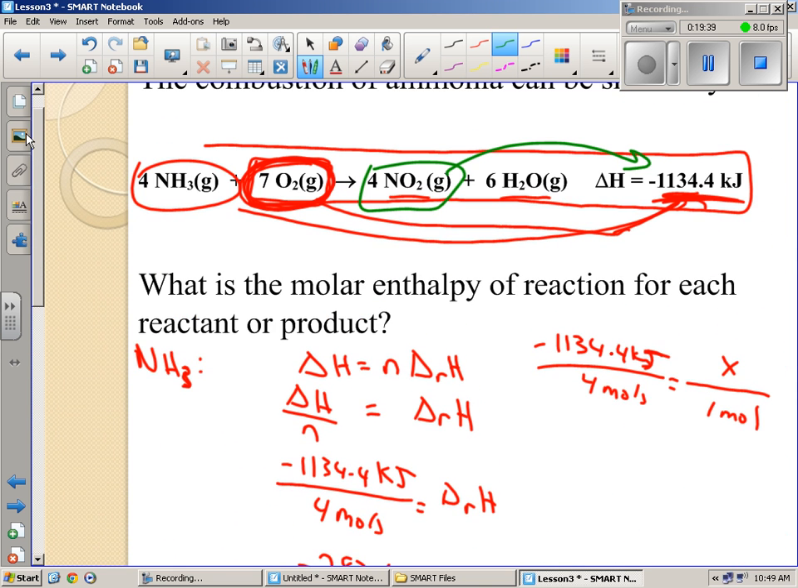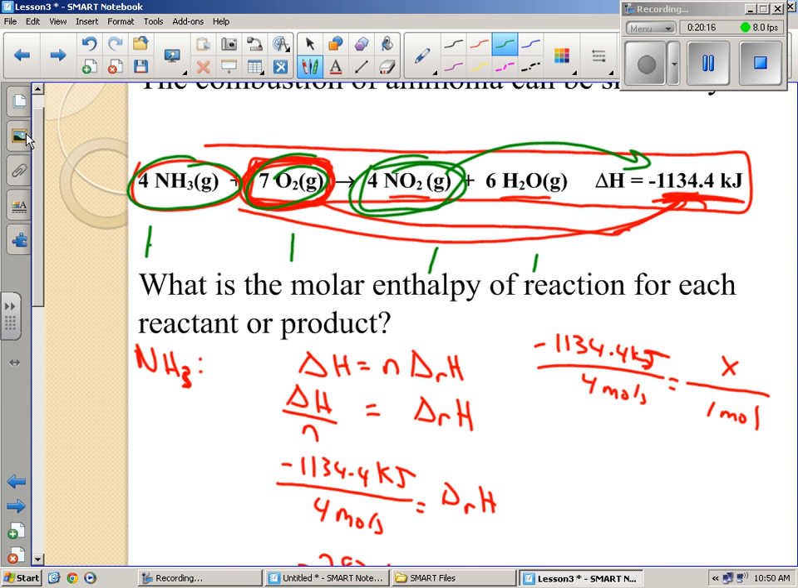What I've basically done here is changed 4 moles gives me that. How much does 1 mole give me over there? 7 moles gives me that. How much does 1 mole give me over there? 4 moles gives me that. How much is 1? 6 moles gives me that. How much is 1 over there? Okay, so I've basically broken it down into each reactant and each product by itself. How much heat would I expect to get if I had 1 mole of NH3, or how much heat would be produced if I made 1 mole of NO2 or 1 mole of water gas? Okay, and that's all you're doing there.